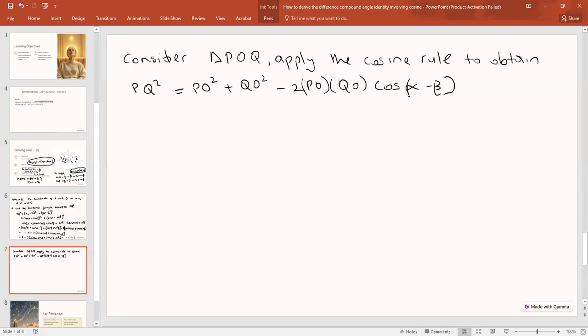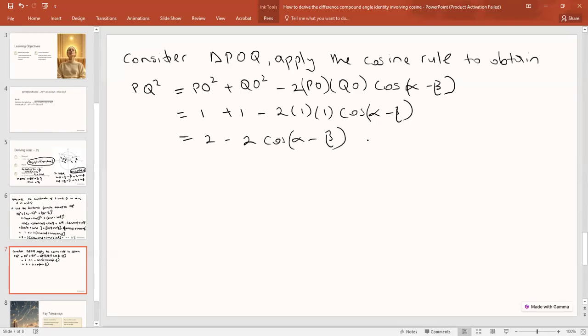Okay, so remember, since you're dealing with a unit circle, this is equal to 1. We have minus 2 times 1 times 1 times the cosine of alpha minus beta. So this gives us 2 minus 2 times cosine of alpha minus beta. Let's say this is equation 2. So we equate equation 1 and equation 2 because these are the same values, PQ squared and PQ squared in the two equations.